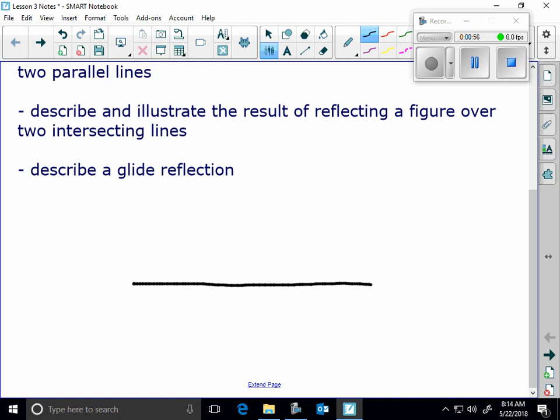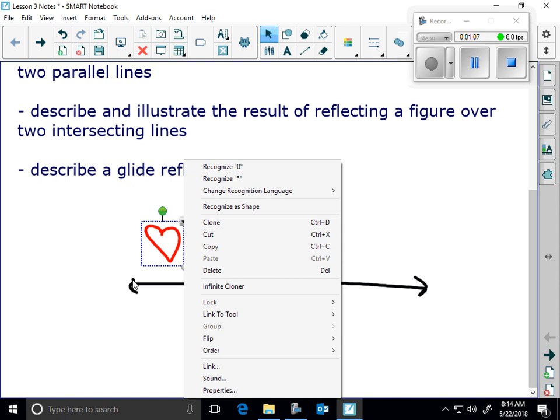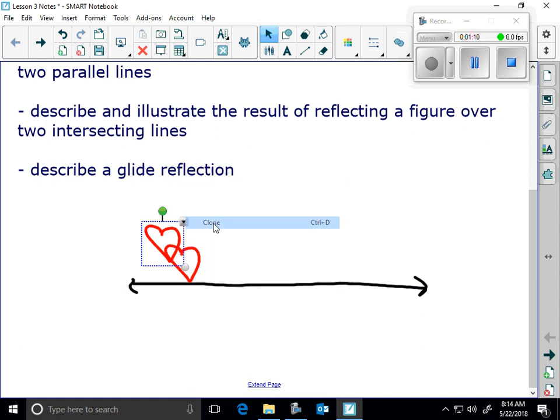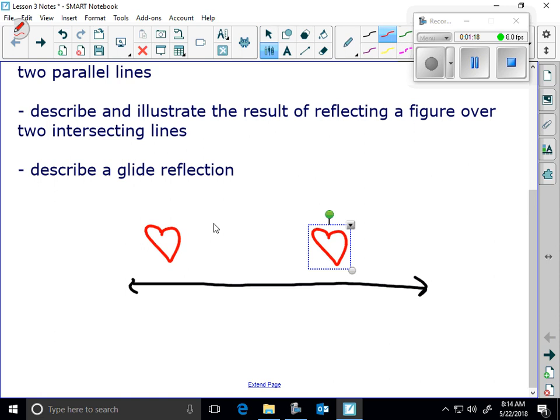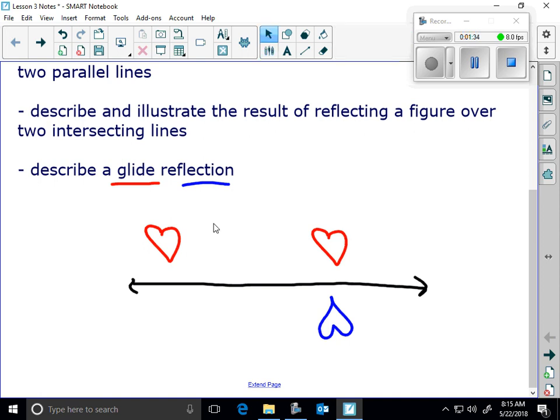Here's a line. Here's an object. I'm going to make an infinite cloner. No, I'm just going to clone it. Okay, ready? It glides. Then it reflects. Oh, that's a glide reflection.